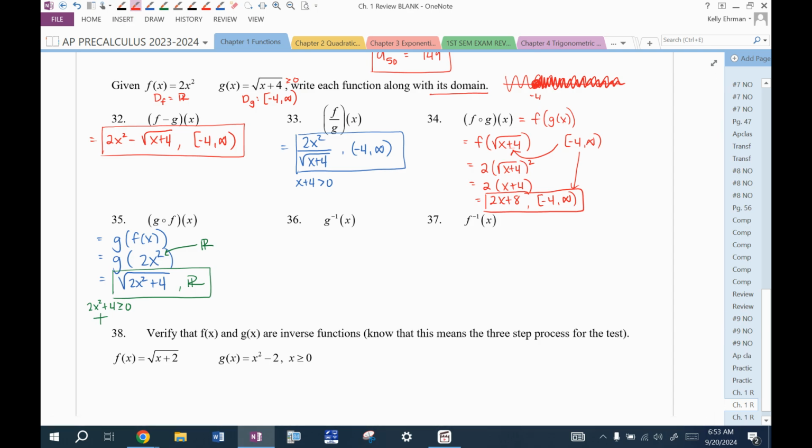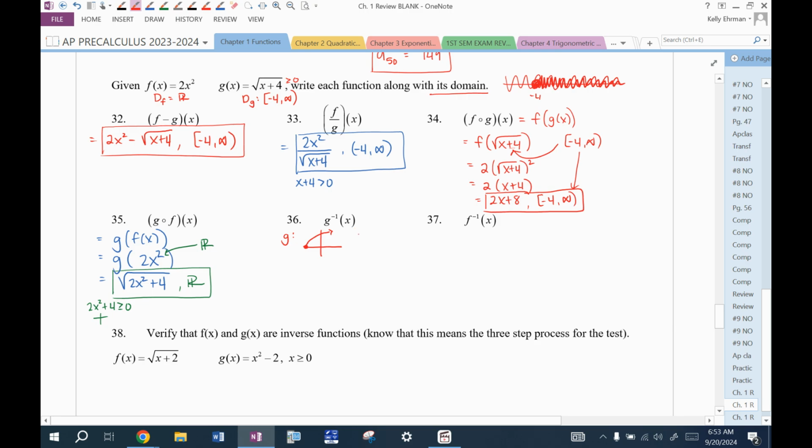All right, and then I need to find g inverse and f inverse. So remember, the first thing is to make sure that g itself is 1-to-1. So do a quick little sketch of the graph for g. It's a square root graph. It's been shifted left. Opens like that. That does pass the horizontal line test. So we should find an inverse function.